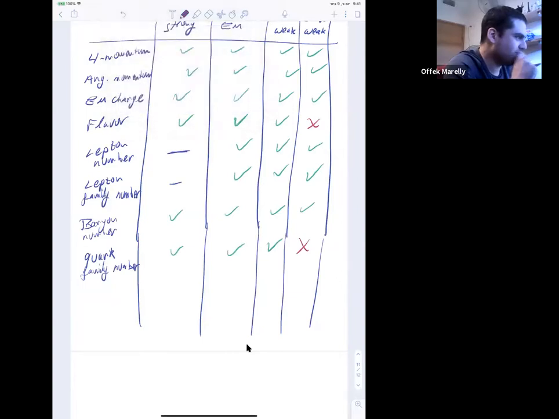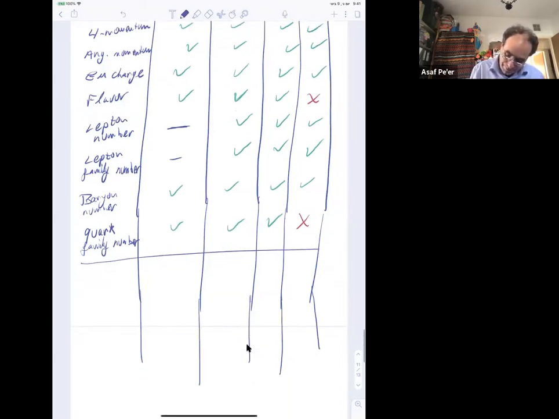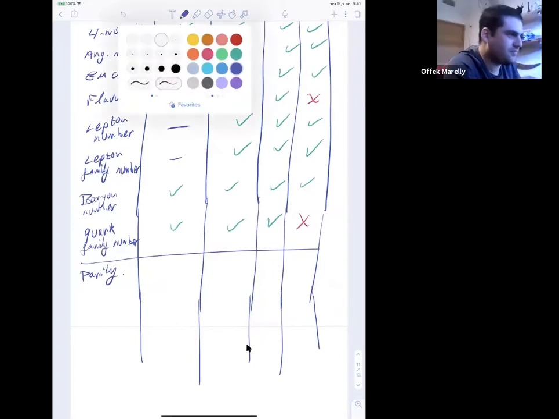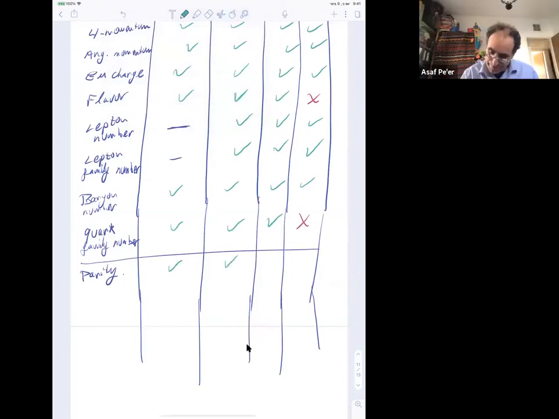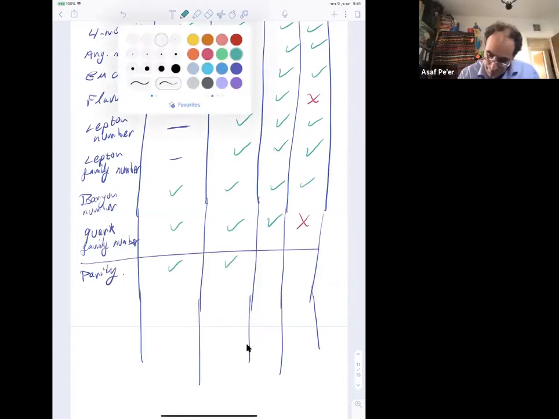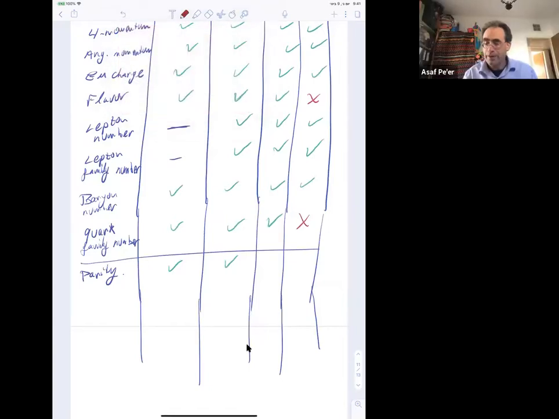We already had that, I think. Now we can add a few more new things here. What about the parity? What about the strong? Yes. What about the electromagnetic? Yes. What about the neutral weak? Yes, the neutral one, yes. The charge weak, no. Parity is conserved. So there are no right-handed neutrinos, right?